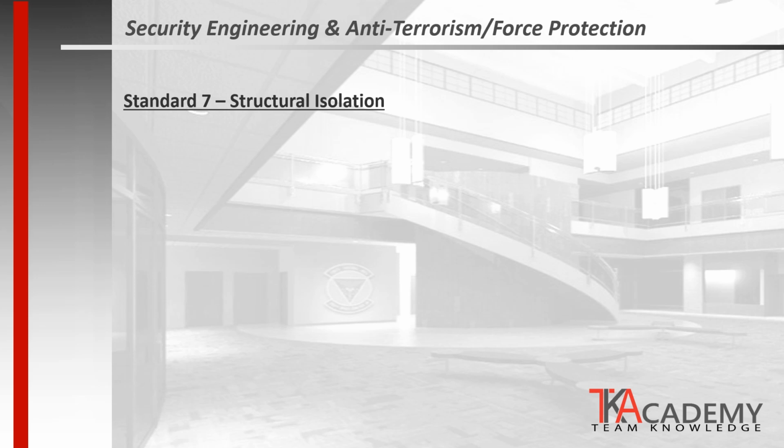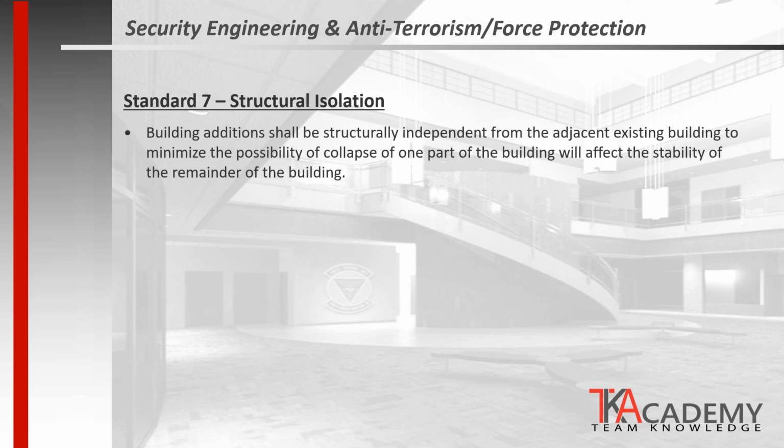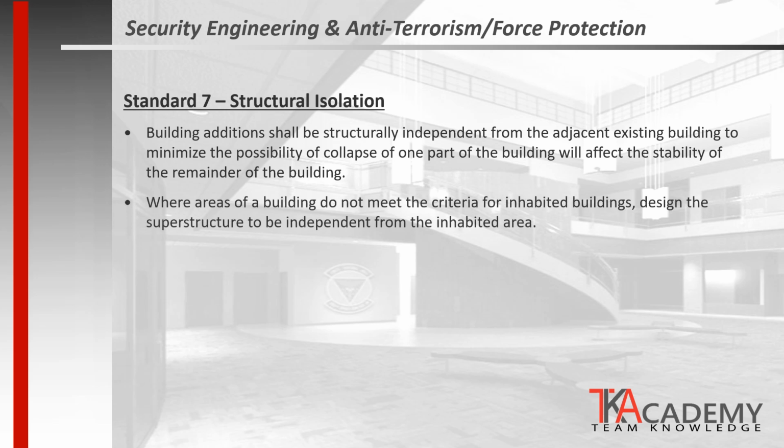Standard 7 requires structural isolation. This applies to building additions that must be structurally independent from the existing building. This minimizes the possibility of collapse of one part of the building that would affect the stability of the remainder of the building. Where areas of a building do not meet the criteria for classification as an inhabited building, the structure should be designed to be independent from the adjacent inhabited areas.